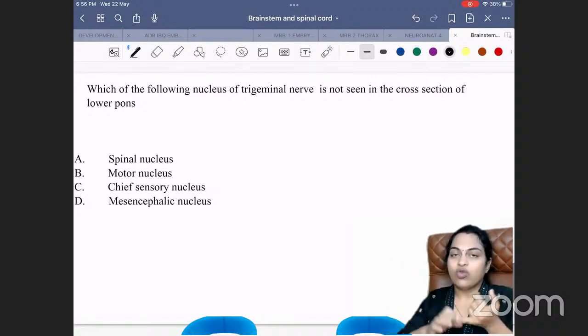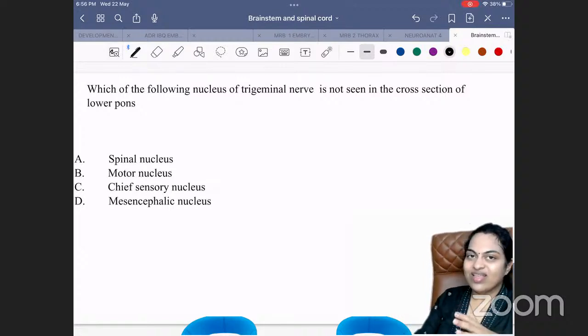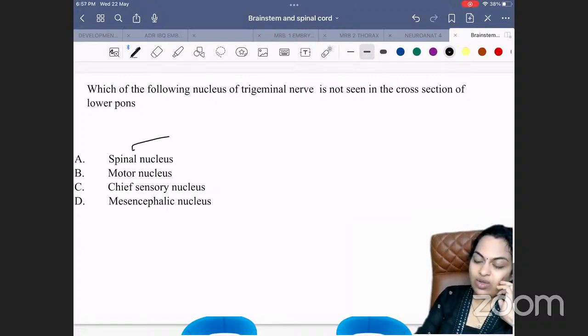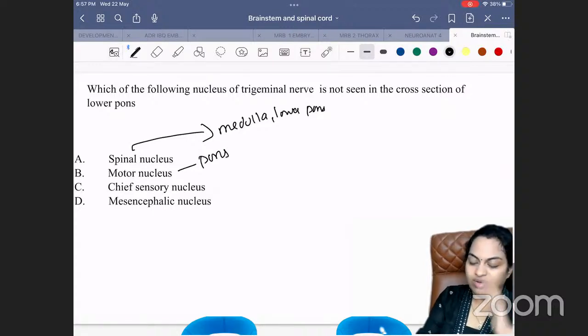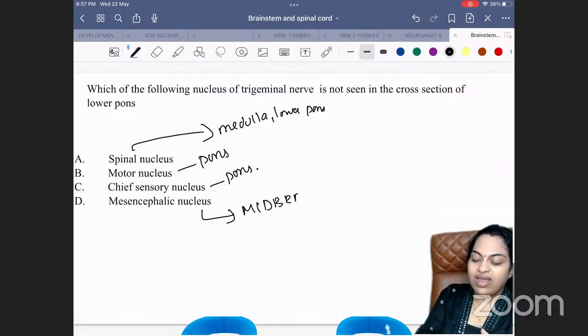You know the trigeminal nerve is the fifth cranial nerve. It has 3 components: ophthalmic, maxillary, mandibular. And within the brainstem, there are 4 sets of nuclei. The spinal nucleus of the trigeminal nerve is present in the medulla and lower pons. Motor nucleus in the pons, upper and lower. Chief sensory nucleus also in the pons. The mesencephalic nucleus is present in the upper pons and entire midbrain.